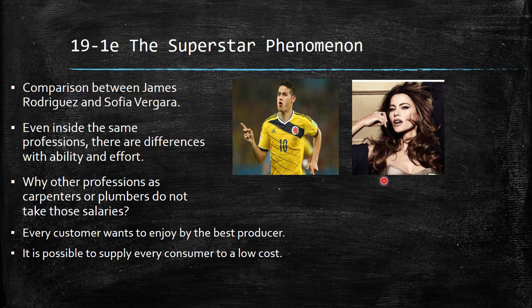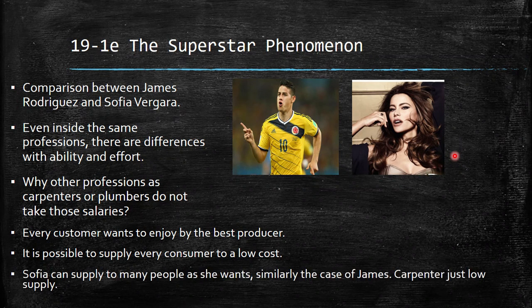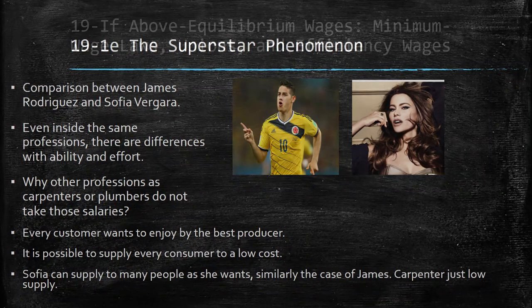So those two stars can be seen by people around the world with minimum effort, which makes them get better salaries. A plumber can just attend one person, but no, 1, 2, 3, 4 million people just turn on the programs where he's playing or she's performing. So Sofia can supply as many people as she wants. Similar is the case of James. A carpenter has just low supply.